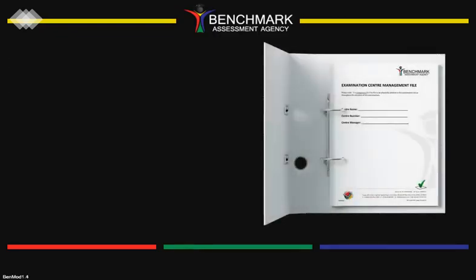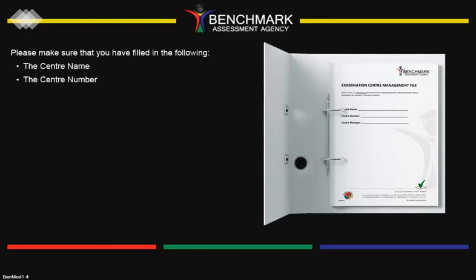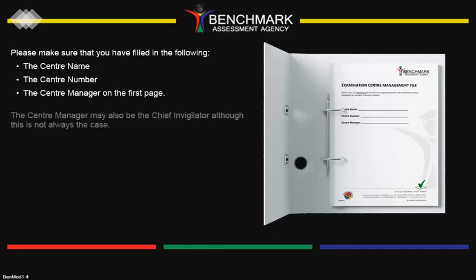Let's get started. Note that the file dividers have been alphabetized to make finding documentation convenient. Page 1 and 2 of your Examination Center Management file are pretty much self-explanatory. You need to fill in the center name, the center number, and the name of the center manager on the first page. The center manager may also be the chief invigilator, although this is not always the case.